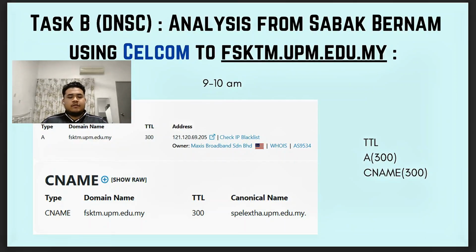Next, I will explain the DNS checker analysis from Sabak Bernam using Celcom to the FSKTM website. So as we can see here at 9 to 10 a.m., the TTL type A is 300 and for type CNAME is 300.